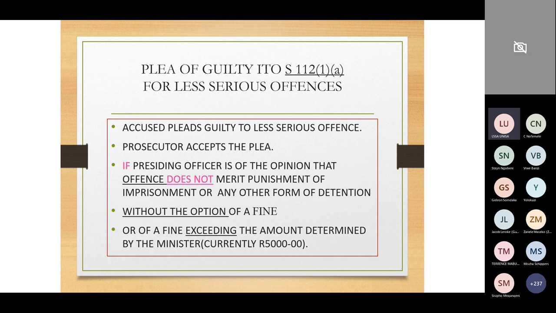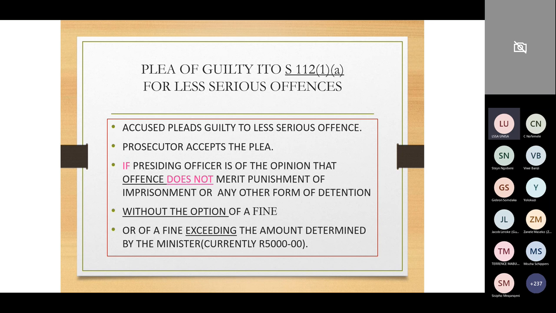With this one, the accused on his own accord accepts responsibility without being asked any question by anyone. So normally, by him accepting responsibility, the defense and the state will agree: can we proceed in terms of section 112(1)(a)? But you will be putting the prosecutor in a corner, in the sense that this is crucial in terms of sentencing. This is very crucial because the court cannot exceed the fine which has been set by the minister. So this is very important.